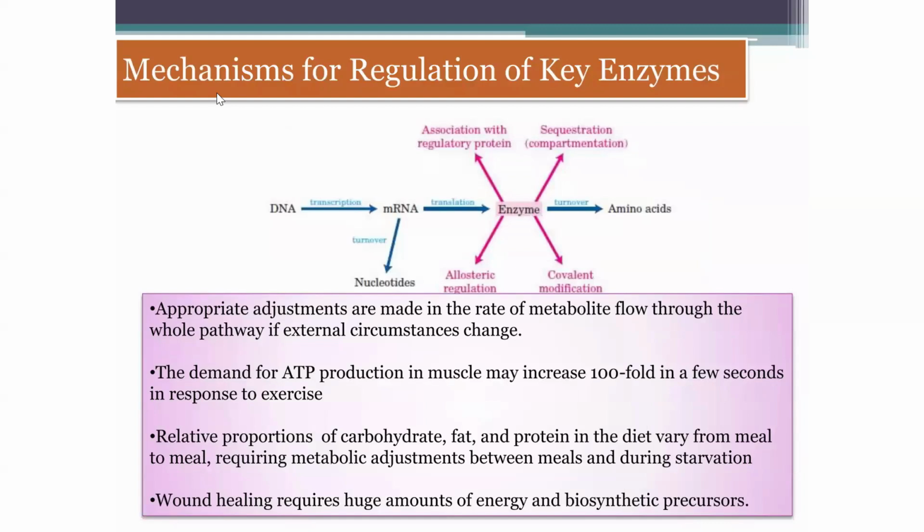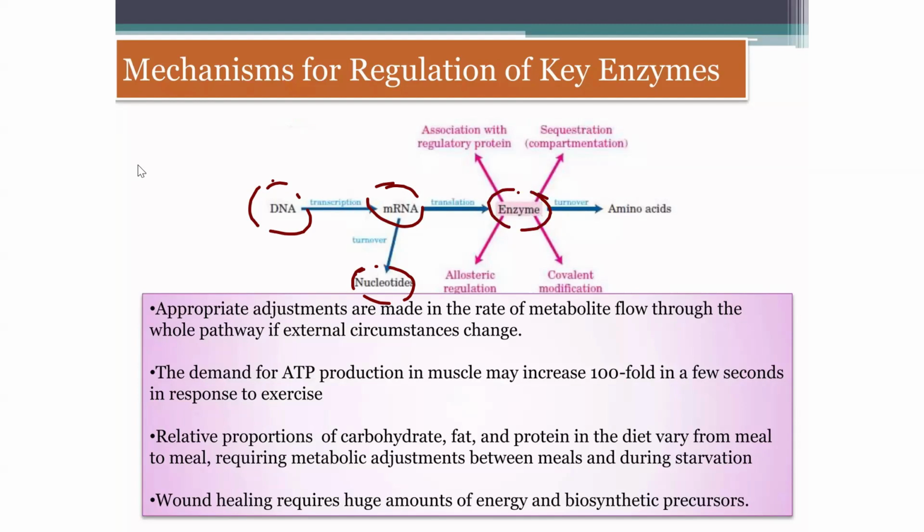So now we are going to look at the mechanisms of regulation of key enzymes. Generally, as I said, when you have a DNA molecule, it is usually transcribed to produce RNA, and the RNA can undergo what they call turnover, that is, it can be degraded to produce individual nucleotides. But at the same time, the mRNA can also undergo translation to produce enzymes.